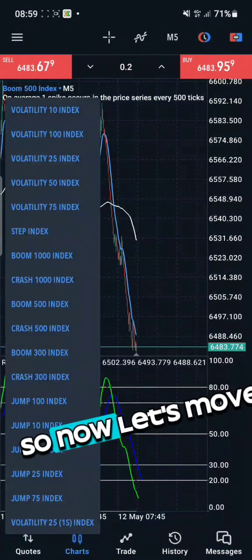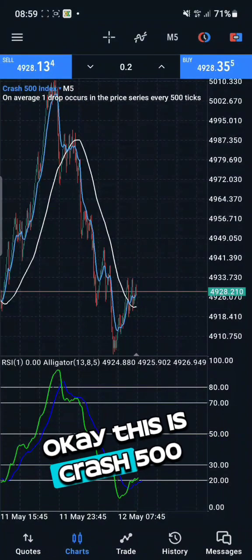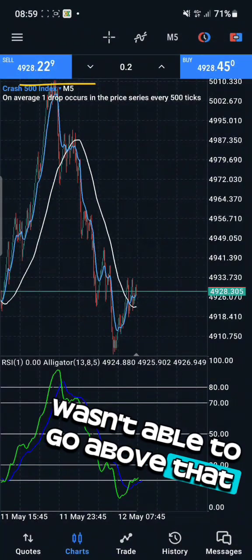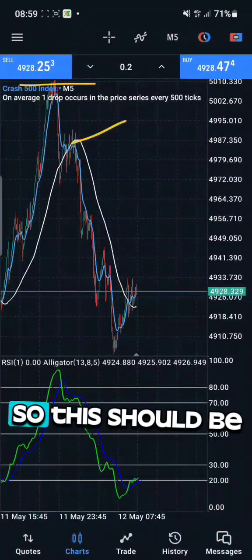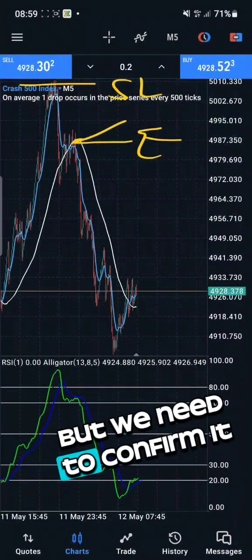Okay, so now let's move on, guys. Crash 500. Okay, this is Crash 500, got to this resistance zone, was unable to go above that, had a downward crossing around here. So this should be our entry point, then stop loss, but we need to confirm it first.